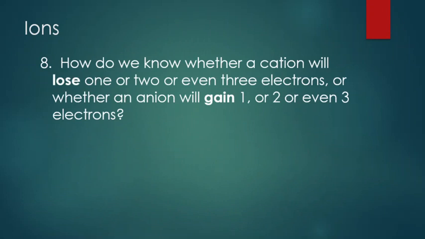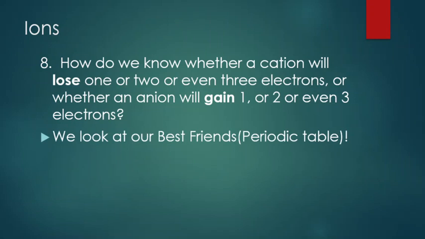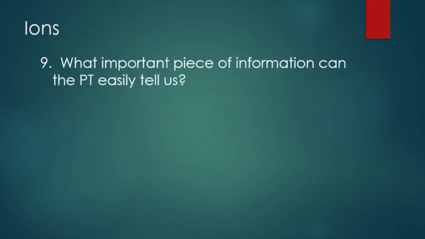Here we go. How do we know whether a cation is going to lose 1 or 2 or 3, and an anion gains 1 or 2 or 3? How do we know these things? I've had some anions that have been -2 and some anions that have been -3. Well, we look at our best friends, our periodic tables. Make sure your periodic table is out, because we're about to mark it up.